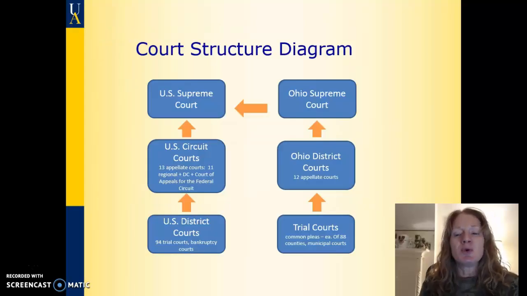This is a more detailed view of your court structure, and this also shows you the court hierarchy in Ohio state courts. It starts at the trial court level, which can be your common pleas courts or municipal courts. Those decisions can be appealed to what's called, confusingly enough, the Ohio District Courts. Those are the appellate courts in Ohio. And then that can be appealed to the Ohio Supreme Court. And Ohio Supreme Court cases, in some instances, can be appealed to the United States Supreme Court.